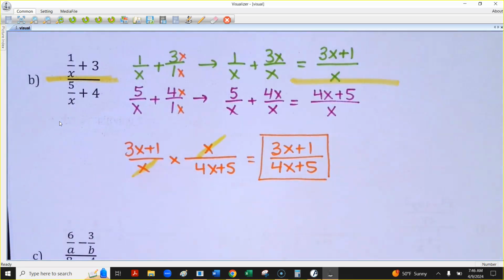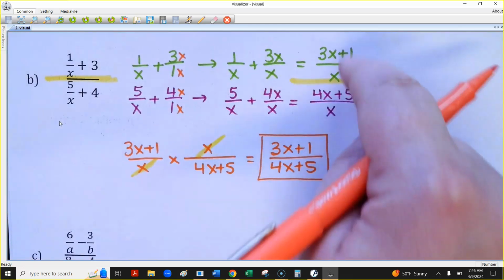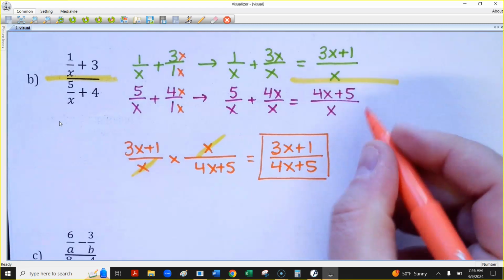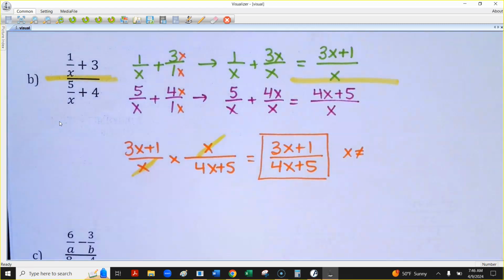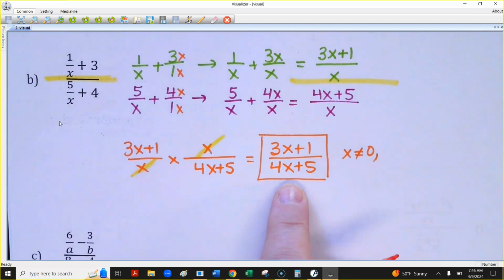Now, in terms of your restrictions, anything that was in the denominator that could make a denominator 0 at any point in the problem, you got to exclude that. So for both of these that we worked on, we had x in the denominator. So what would my restriction be if I just have an x in the denominator? 0. Okay, what then at the end, when we actually multiply, this 4x plus 5 ends up in the denominator, what would be the restriction for 4x plus 5? Gotta be a fraction. Perfect, negative 5 over 4.